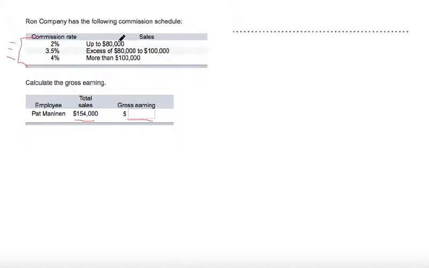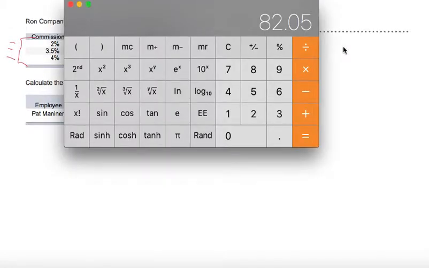So for this first one, he gets 2% of his commission back up to $80,000 in sales, and then anything over $80,000 gets 3.5% commission. Everything between $80,000 and $100,000 gets 3.5%, and then it jumps to a higher level. So we don't need that yet.